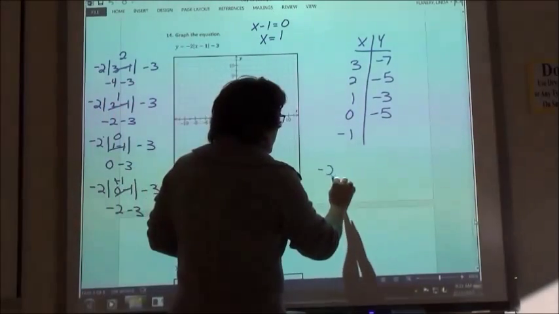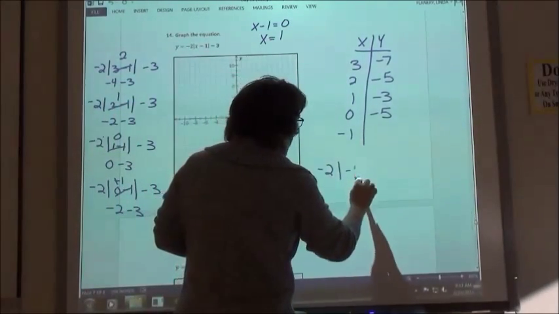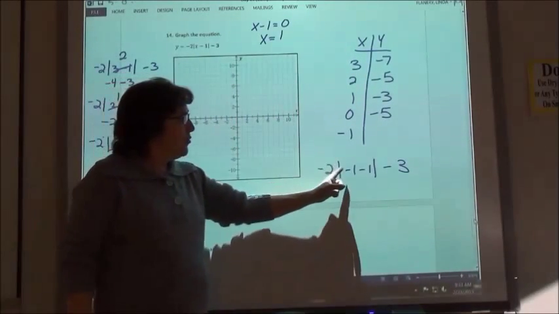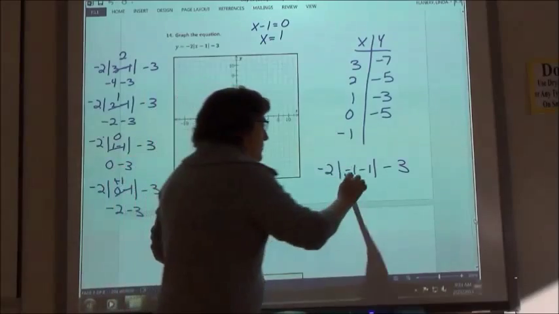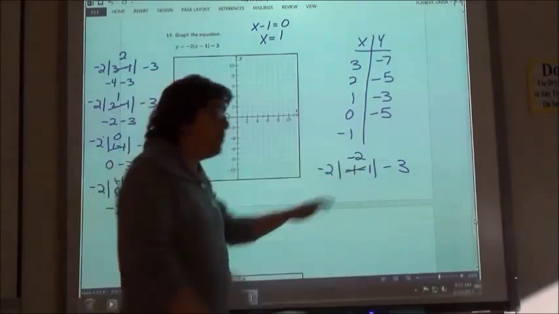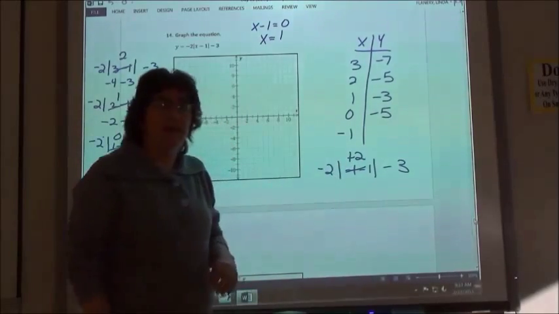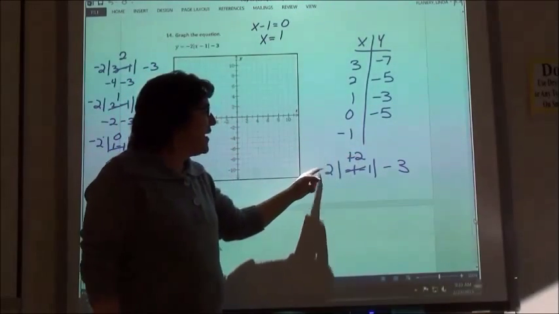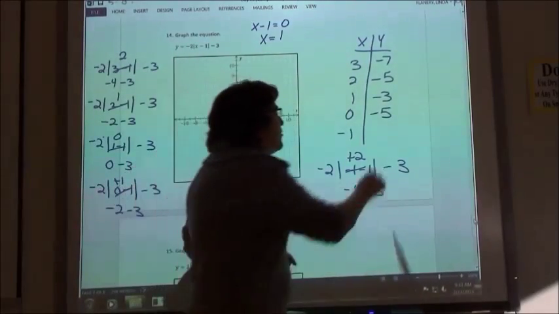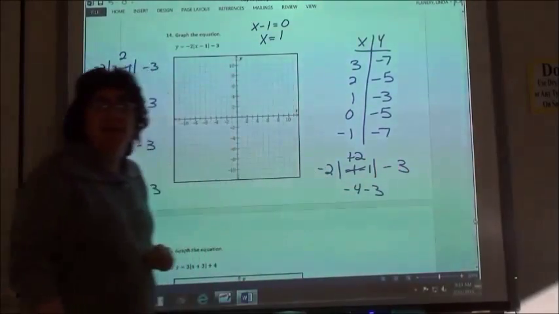Then I have negative 2 times the absolute value of negative 1 minus 1, minus 3. So negative 1 minus 1 is negative 2, but it's in the absolute value, so we make it positive. 2 times negative 2 is negative 4, and negative 4 minus 3 is negative 7.